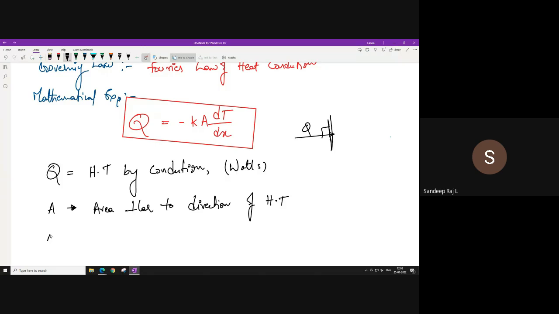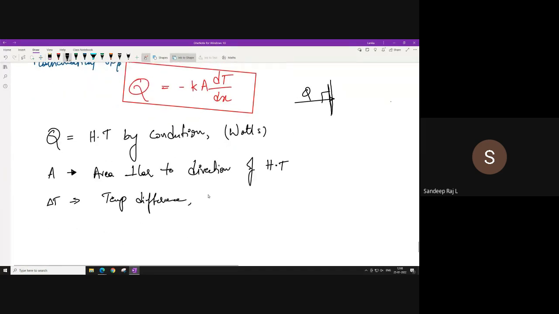We have seen delta T is the temperature difference. The temperature difference we can measure either in Kelvin or degrees centigrade, since this is a difference, Kelvin will be equal to degrees centigrade. And delta X represents the thickness, which is measured in meters. Area is measured in meters square.